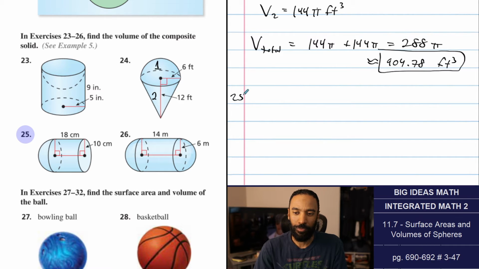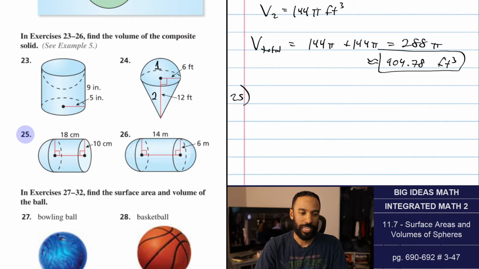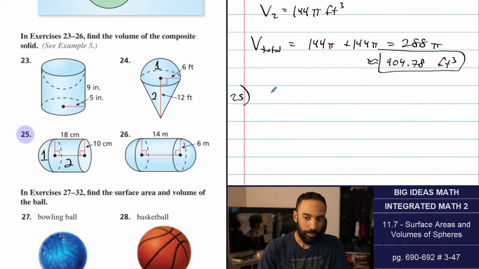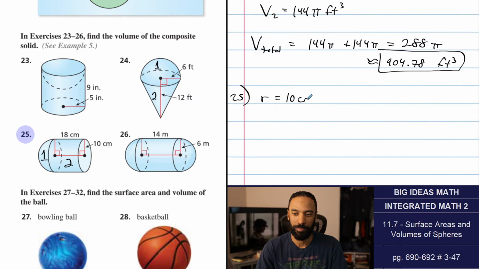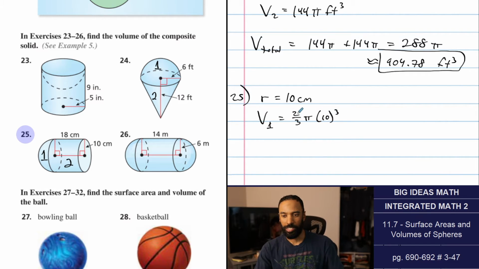All right, number 25, we have a cylinder on its side, and we do have a hemisphere. I'll make the hemisphere object 1. The radius in either case is 10 centimeters. The volume of object 1 is 2/3 pi times the radius cubed. 1,000 times 2 is 2,000, so we get 2,000 pi over 3 cubic centimeters.